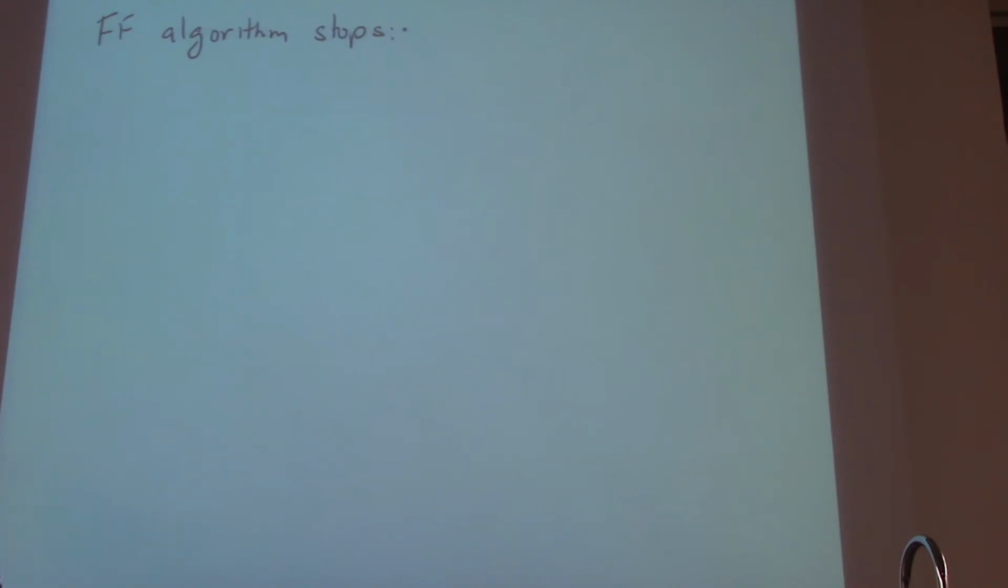So when the Ford-Fulkerson algorithm stops, this means that there is no path from S to T in the residual graph. Not in the original graph, of course, but in the residual graph. So what does your graph look like when this is happening? Remember, in the residual graph, as you're pushing flow forwards, you're adding an edge backwards, right?